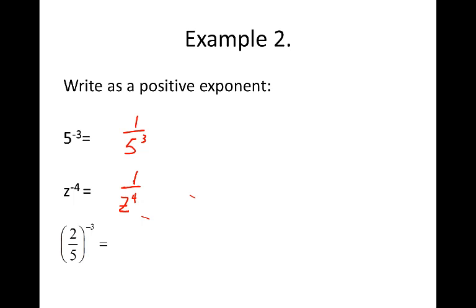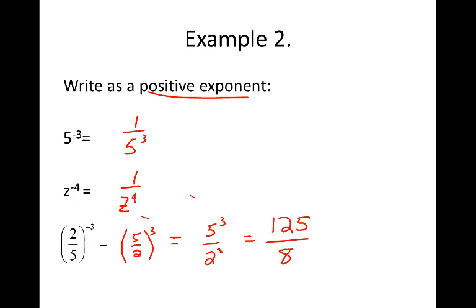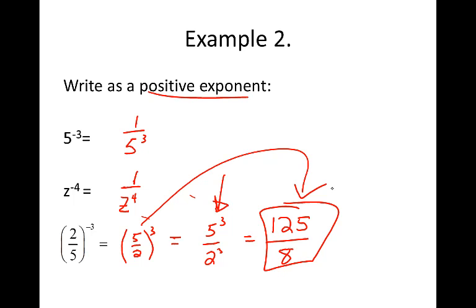And how about 2/5 to the negative 3? We're first going to flip it. 5 halves cubed. And technically we've done what it said to do. Write as a positive exponent. We've done that. Let's go ahead and finish this out though. So we'll have 5 cubed over 2 cubed. 5 cubed is 125, divided by 2 cubed, which is 8. And we'll often skip this step, 5 cubed over 2 cubed. We'll do this in our head, 5 cubed to get 125 and 2 cubed to give me the 8.